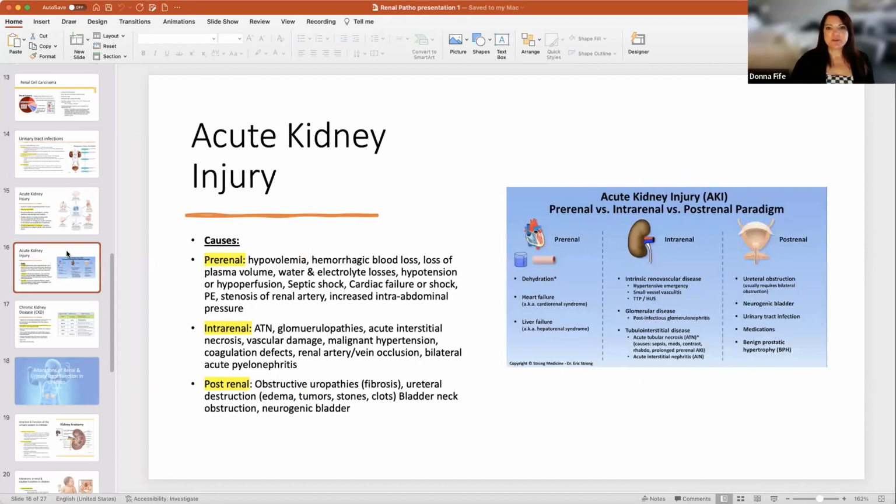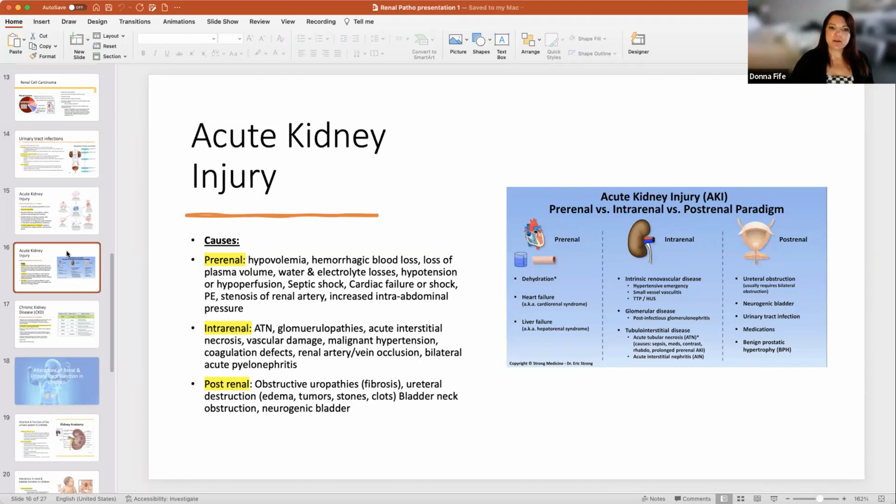Acute kidney injury, more on the causes. There can be pre-renal, intrarenal, or post-renal. Pre-renal causes: hypovolemia, hemorrhagic blood loss, loss of plasma volume, water and electrolyte losses, hypotension or hypoperfusion, septic shock, cardiac failure or shock, pulmonary embolism, stenosis of the renal artery, and increased intra-abdominal pressure are all considered pre-renal causes.